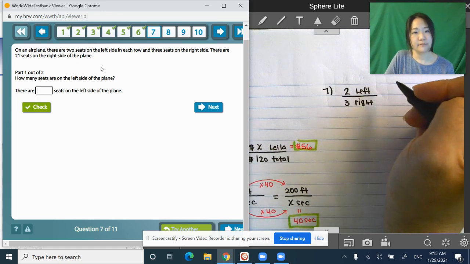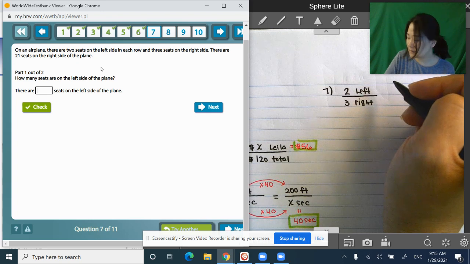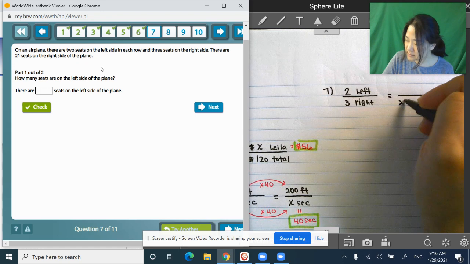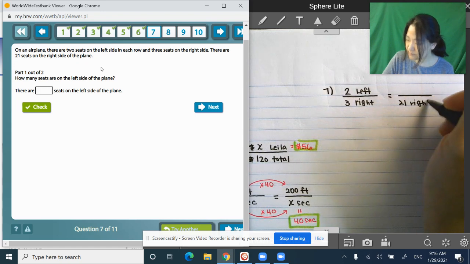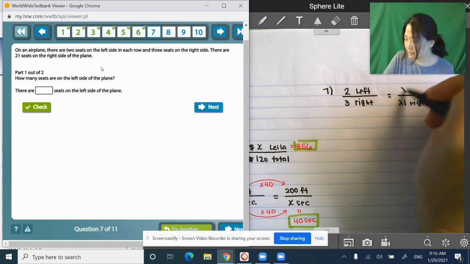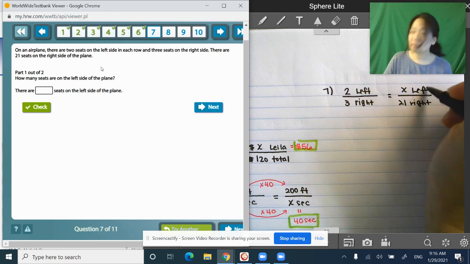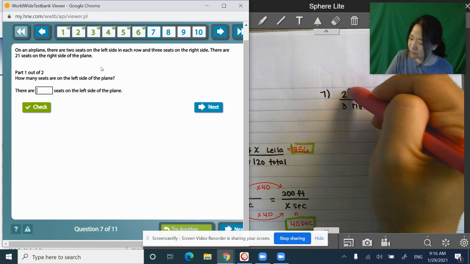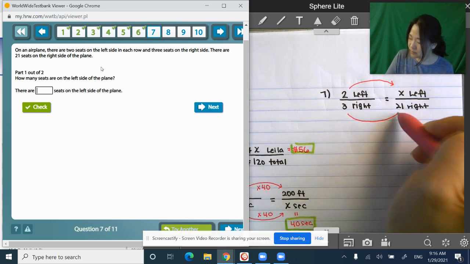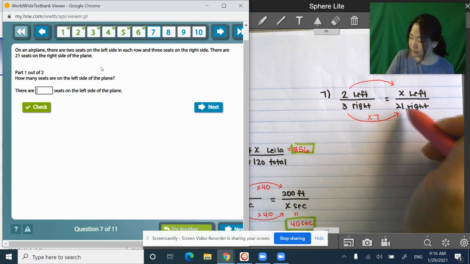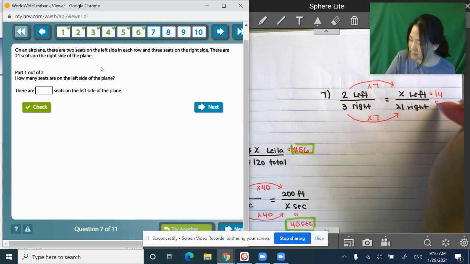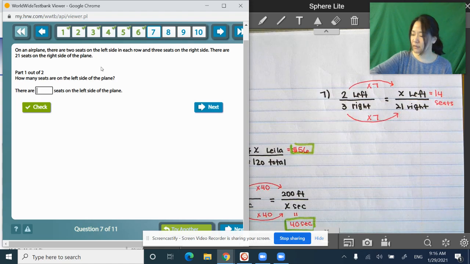Then there are 21 seats on the right side of the plane. So you can set it equal to and put 21 seats on the right, and you're looking for how many seats are on the left. So it's a simple proportion. 3 times 7 is 21, and 2 times 7 is 14. So 14 seats are on the left.